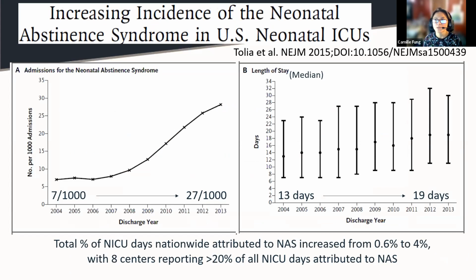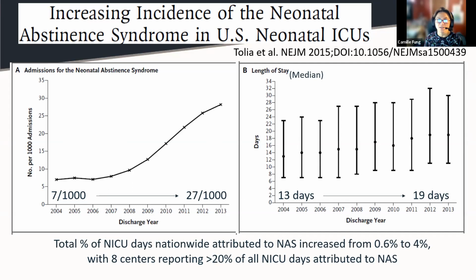So if we move forward in time a little bit, this is another paper that was published 3 years later by Tolia et al. And again, they're just describing the rising incidence of neonatal abstinence syndrome. Now we're covering the period of 2004 to 2013. The cumulative incidence has gone from 7 per 1,000 admissions to the NICU that are related to neonatal abstinence syndrome to 27 per 1,000 in that 9-year period.